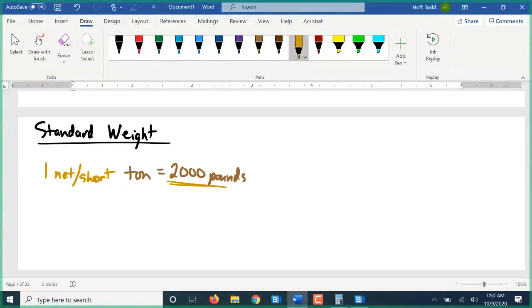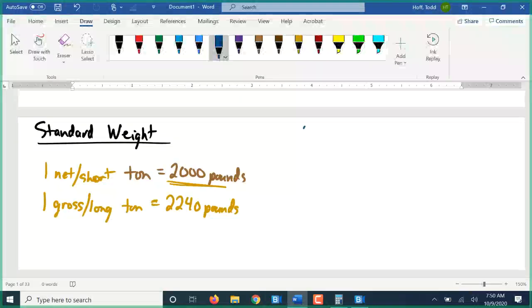But if there's something called a net or short ton, that implies there's something called a gross or long ton. A gross ton or a long ton is 2,240 pounds. Why is there a difference? Well, it's just like your paycheck.